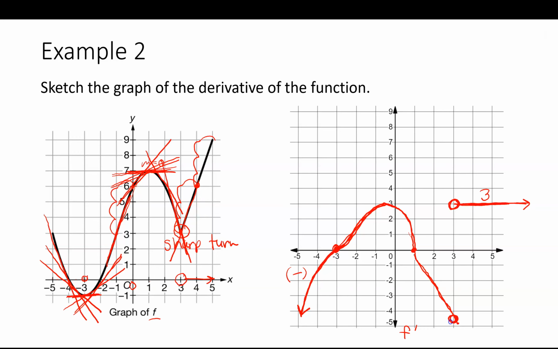So I don't exactly know how negative this slope gets right here, but it just goes negative for a while. And then right at the x value of 3, it just jumps from a steep negative slope to a positive slope of 3. And the derivative actually doesn't exist at a sharp turn. So that's why both of these are open circles. Okay, so that's example 2.